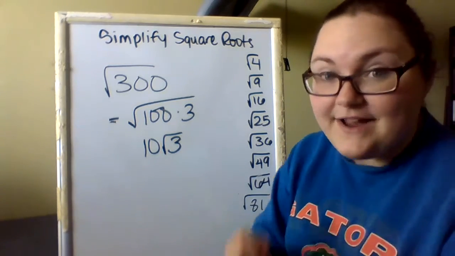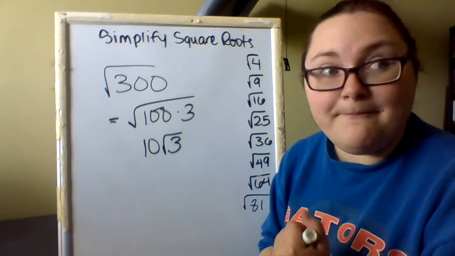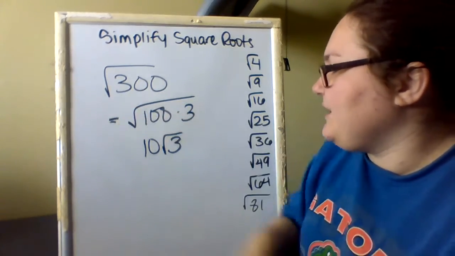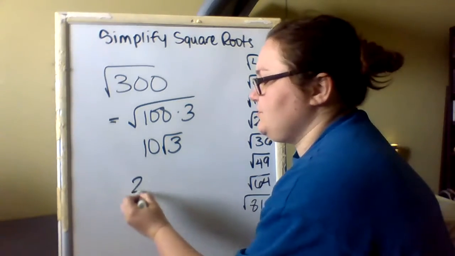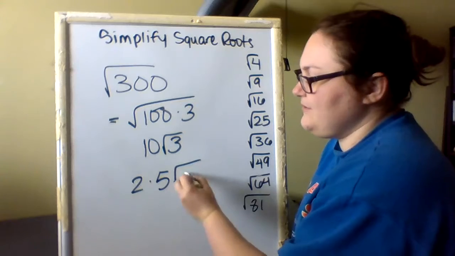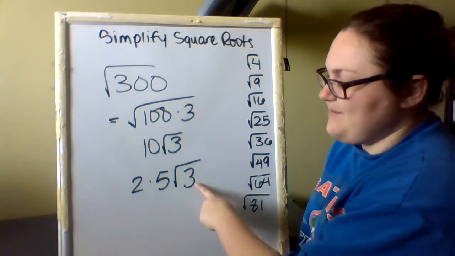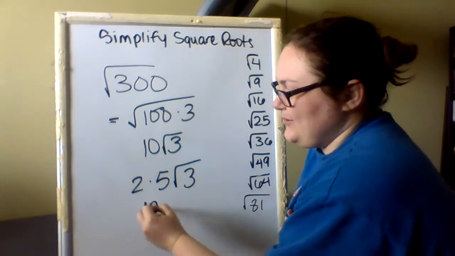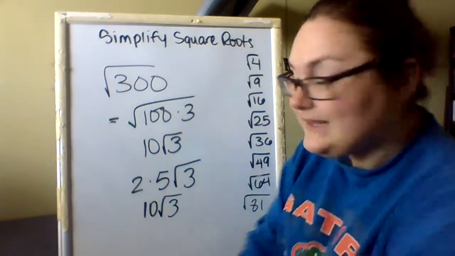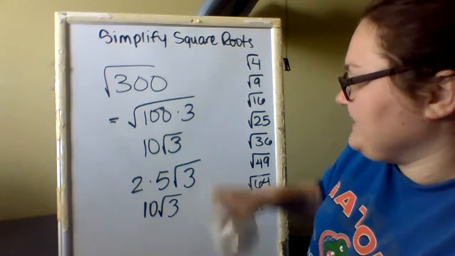If you're doing a factor tree, there are many different factor trees for this problem because the number's so big. But you would end up having a pair of 2s and a pair of 5s that went outside your square root. And then the 3 by itself inside the square root, which would give you 10 square root of 3 as well. There's one last type of problem you could see with simplifying square roots.